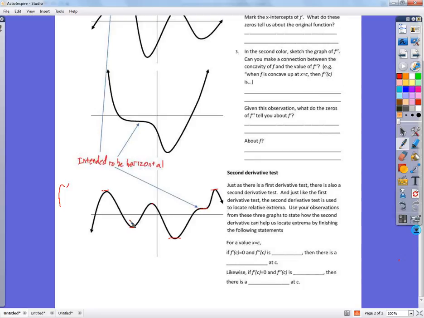Okay. It's hard to disconnect the slopes. We're looking at slopes so often that when you look at f prime, you start looking at the slopes of f prime, but that's not really useful quite yet, okay? When the slope is zero, the y value of the derivative is zero, which means where is the derivative when the slope is zero? On the x-axis. That's an x-intercept for the derivative, okay? Zero, zero, zero, zero, and zero.